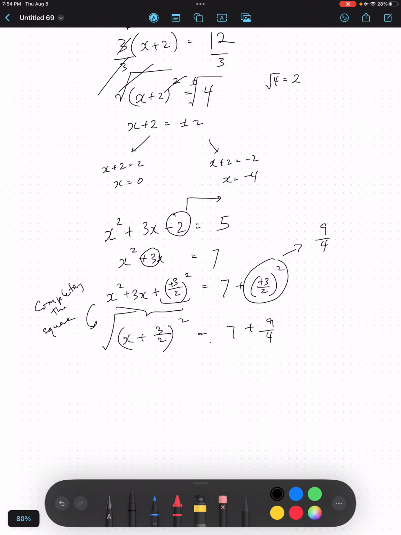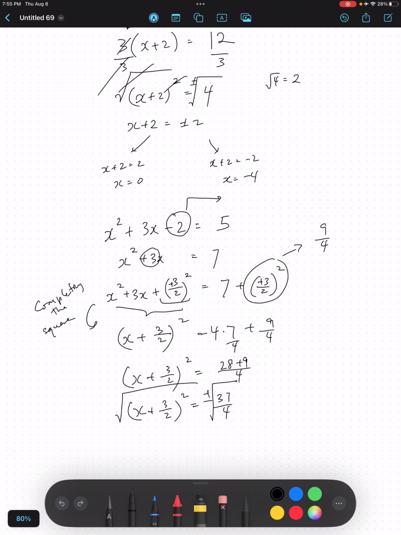Now I can't square root both sides because this is not one number. So I'm going to do one more simplification, which is multiply both the denominator and the numerator by 4. So 28 plus 9 all over 4, and that's 37 over 4. Now there's something interesting here, right? I'm going to square root both sides now, and I'm going to get positive and negative. And 37 is a prime number. It's not even a perfect square, so I can't get an integer.